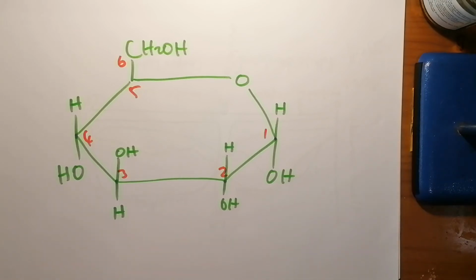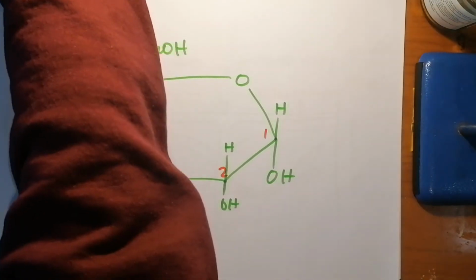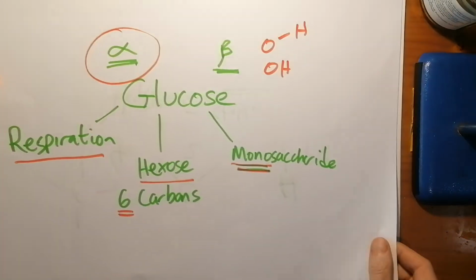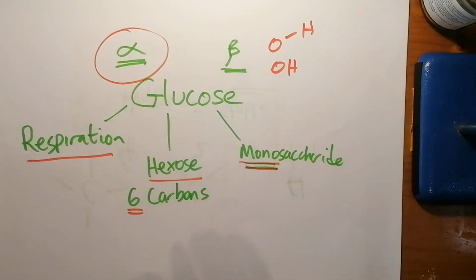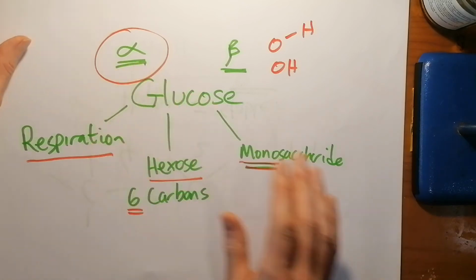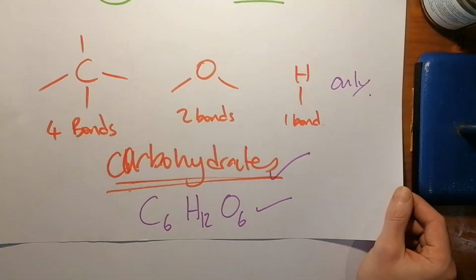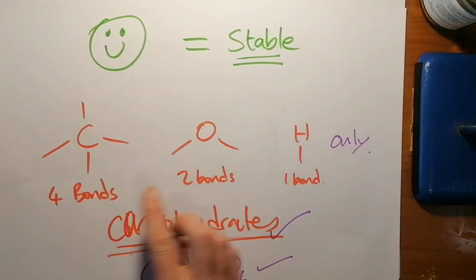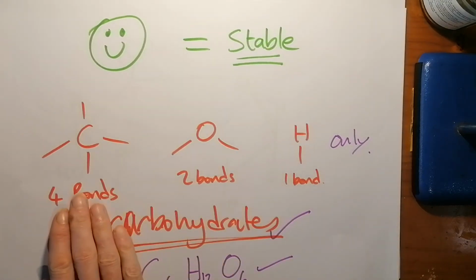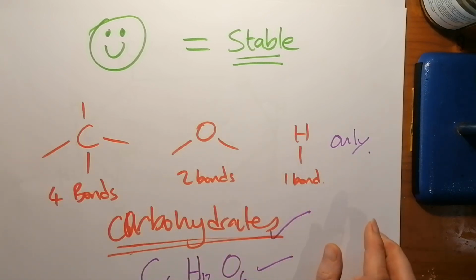Just a quick summary of what we have learned so far. We've learned that glucose is used in respiration. It's got 6 carbons, so it's a hexose sugar, and it's a monosaccharide. We've drawn the alpha form of it today. We reminded ourselves that glucose is C6H12O6, and that happy, stable carbon atoms have 4 bonds, oxygen has 2, and hydrogen has 1.